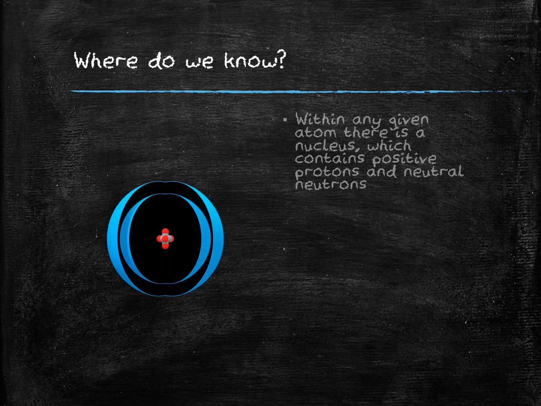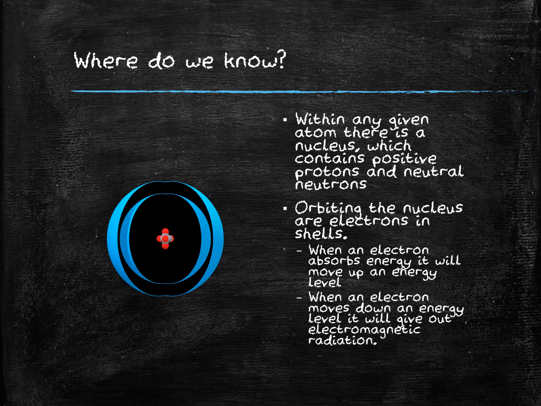Well, we've got the atom. The atom has a nucleus which contains the positive protons and the neutral or no charge neutrons. Around that, we've got the electrons orbiting in shells. When an electron absorbs energy, it will move up an energy level, and when it moves down an energy level, it will give out electromagnetic radiation of an energy equal to the step that is jumped down.